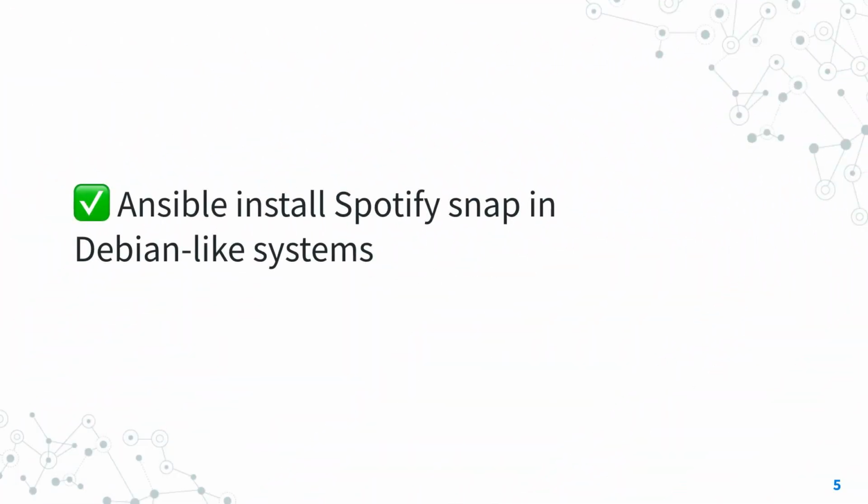Now you know how to install a snap in Debian-like system with Ansible. This example was with Spotify Snap, but you can adapt it as you need.